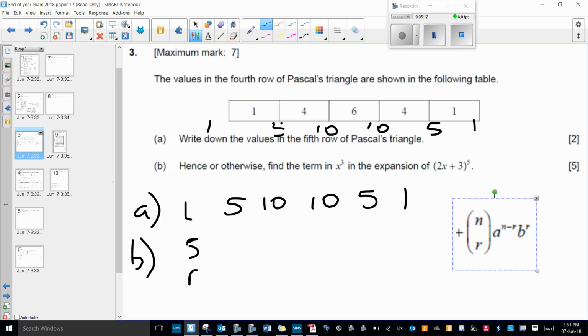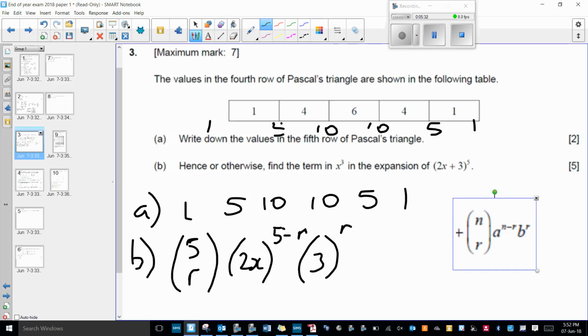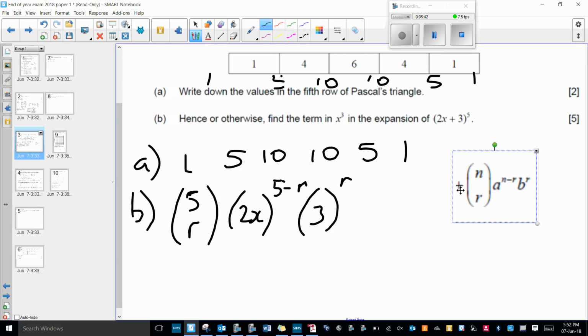We've got 2x. Remember, that has to be in brackets. I can't stress that enough. Lots of you are still forgetting the brackets. 5 take away r. And then my b is 3 to the power r. You've got to remember, girls, that this is all being multiplied together. Okay, so there are no addition signs in here. The addition signs from the formula come in between each term. But the individual terms themselves are all multiplied by each other.